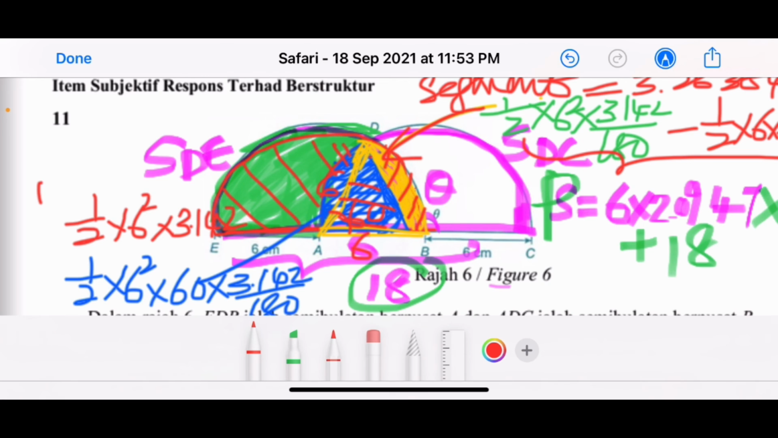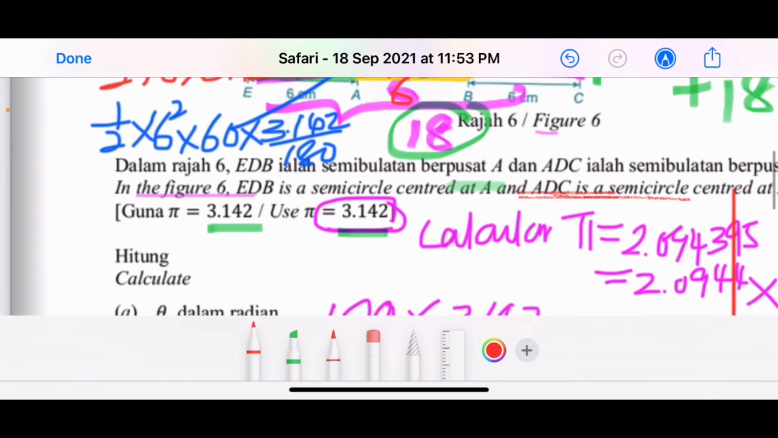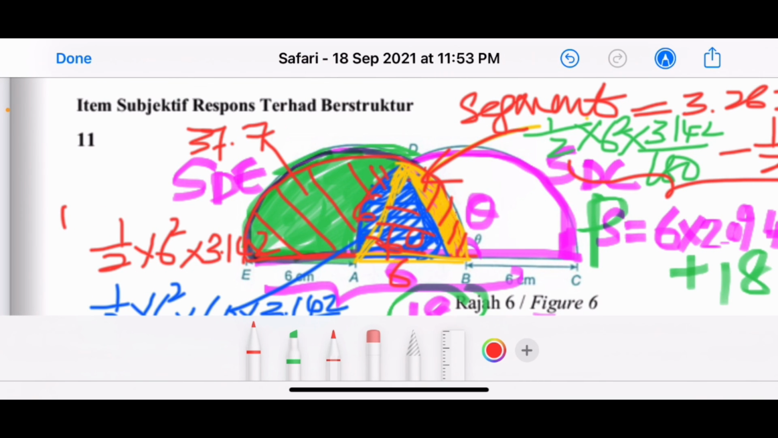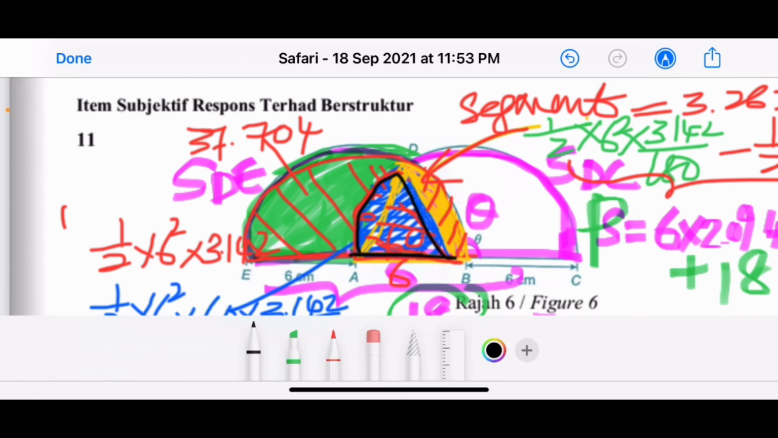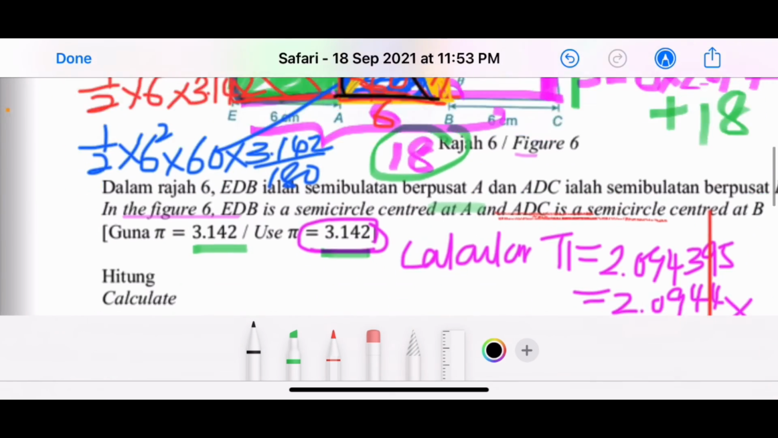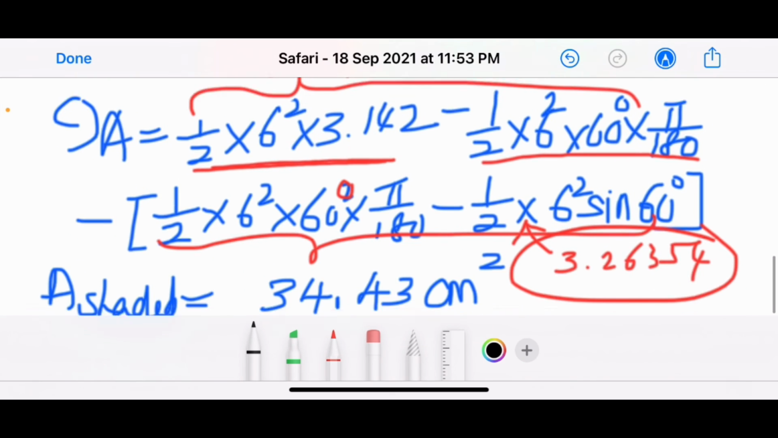So I will take the semicircle minus the sector, and I will get the answer 37.704. So this is the semicircle minus the sector. Okay, minus this sector, this sector I use black color. Alright, so I have to minus this one also, right? So that means I take this one, I will have to minus 3.26354.